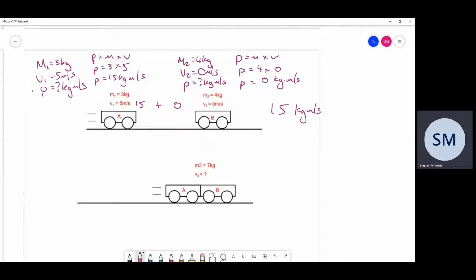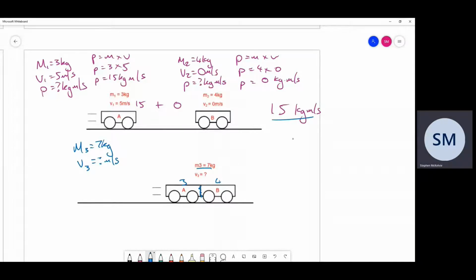How can we use this information to figure out the velocity of this object? Well, we have the new mass, because the mass of this object, when they're stuck together, will be equal to the mass of A, which is 3, and the mass of B, which is 4, giving me my M3 as 7 kilograms. I don't know the velocity, but I do know the total amount of momentum.